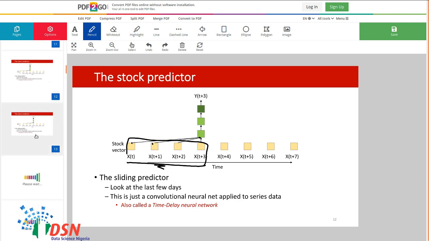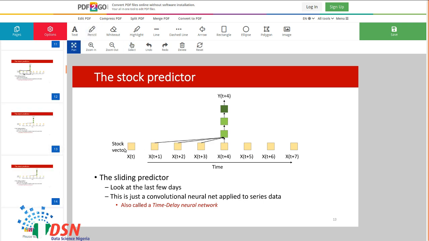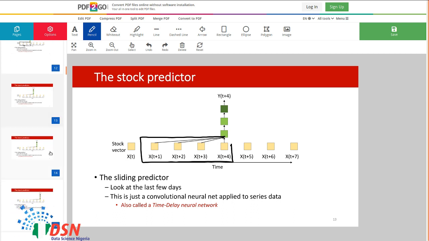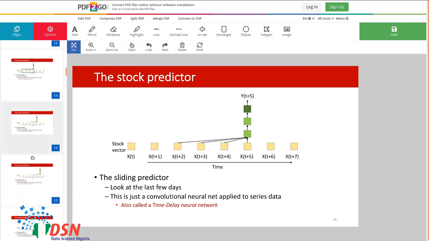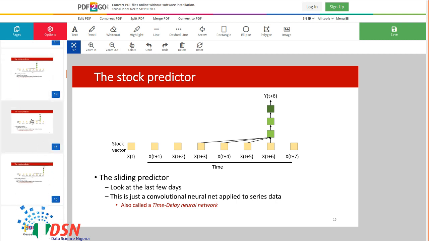Okay, and as you could see, when we want to predict for this time step, we again consider the last 4 inputs and then make the output as a prediction. So this is the time delay neural network, and so on. As you could see, we just consider the last 4 inputs to make the prediction for our current time step.